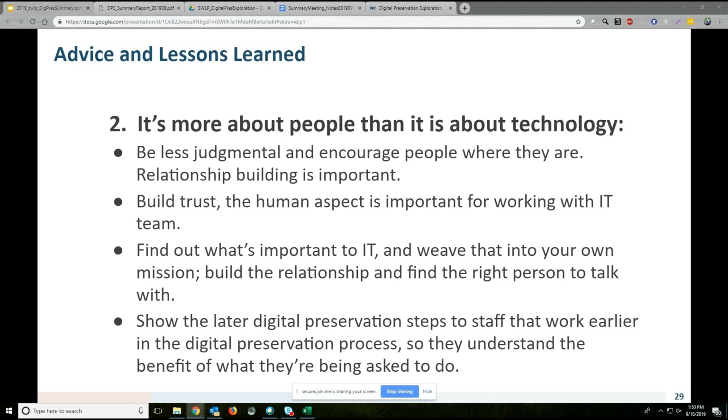Another lesson learned was the idea of sharing or showing later digital preservation steps to staff that work earlier in the digital preservation process, so they can understand the benefit of what they're being asked to do. Or just the simple concept of explaining the why behind requests you're making of others who may not have the information available to them to guess that. Because that can help them buy in and participate and also feel part of the process, as opposed to just being asked suddenly to name all their files in this one way without really understanding why that matters.